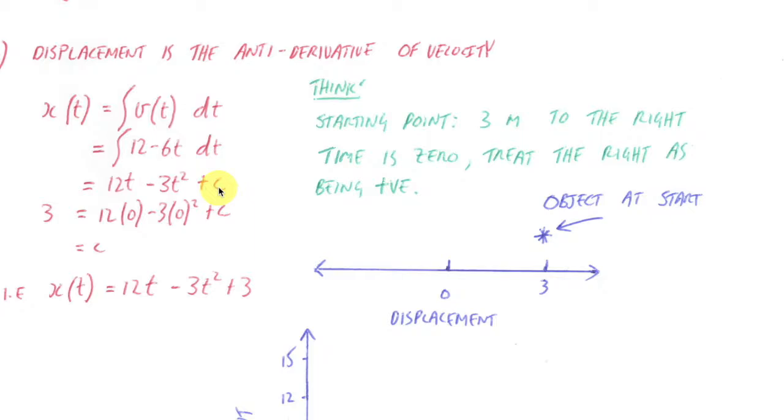What I'm now going to do is sub in the point 0, 3. If I think about my displacement and the straight line motion moving left to right, my origin is here, 0, and I'm 3 meters to the right. So I'm going to think of that 3 meters to the right as being positive 3. Hence, I'm subbing in t equaling 0 and displacement equaling 3. If I do that, I can establish clearly that c is equal to 3. So my displacement function is 12t minus 3t squared plus 3.